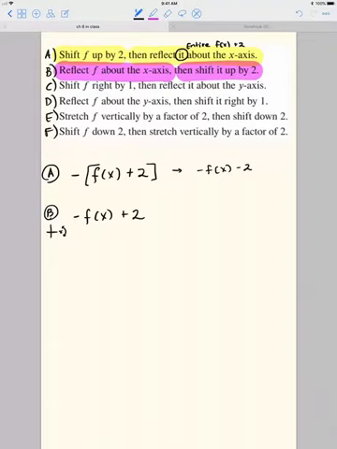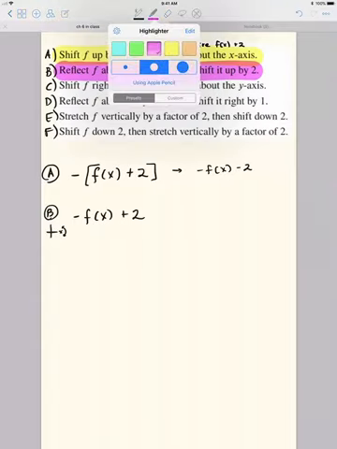There's no parentheses here to do anything with. It's just negative f of x, and then you shift that function up 2. It's a completely different function from part A. So you have to watch the order in which you do those.